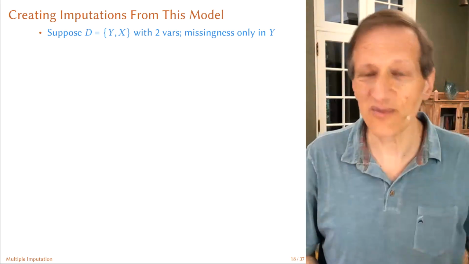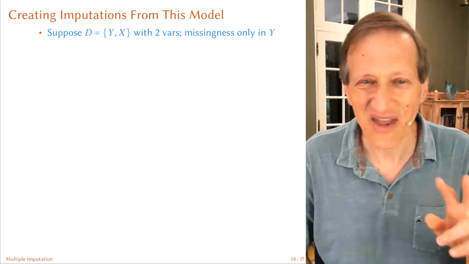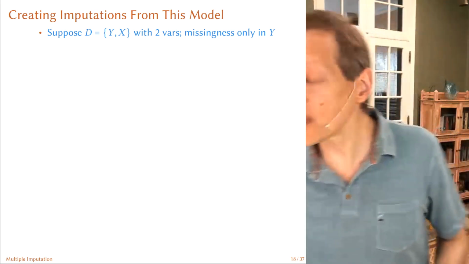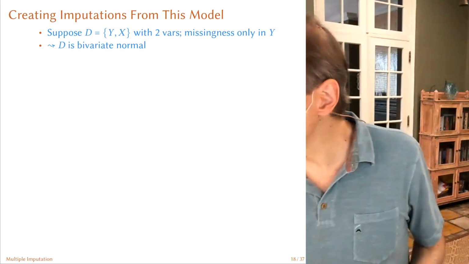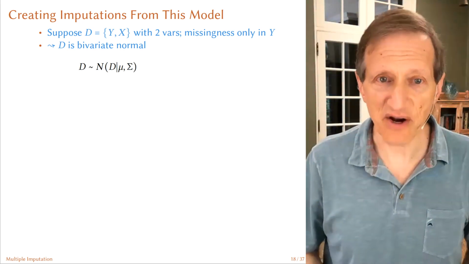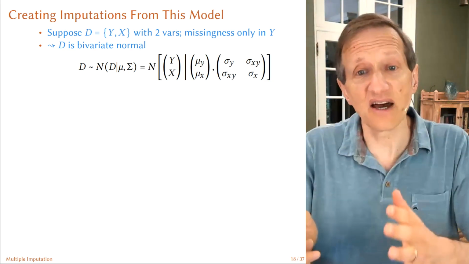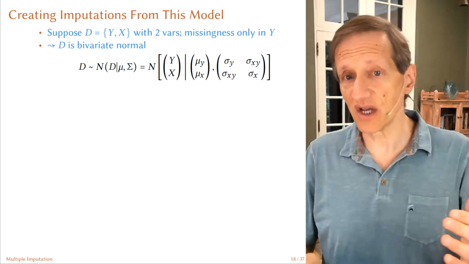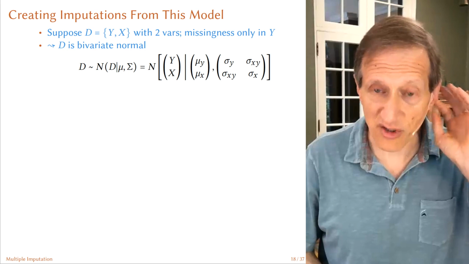So I'm going to assume there are two variables. If there was only one, we wouldn't be using any other variable to help us impute. So there are two variables. Let's call them x and y. Let's also imagine there's only missingness in y and none in x. Now, as a special case of the big model, D is bivariate normal. So we write it down in the same way, but now as a bivariate normal. So there are two mu's, and there are three unknown elements in the sigma matrix because it's symmetric.